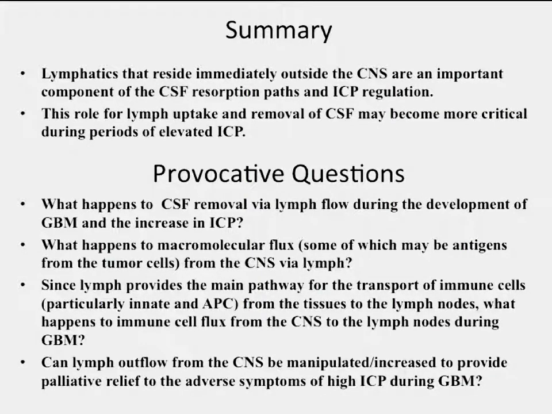What happens to the macromolecular flux, most of which can be antigens, also coming from the CNS via going to the lymph nodes and stimulating the immune process that Betsy was talking about? And since lymph provides the main pathway for the transport of immune cells, particularly the innate and antigen-presenting cells, from tissues to the lymph nodes, what happens to that immune cell flux under these conditions? In most cases, even though we know normally lymph flow via this pathway goes up with intracranial pressures, we in fact don't know that during glioblastoma because of the changing conditions that are going on there.